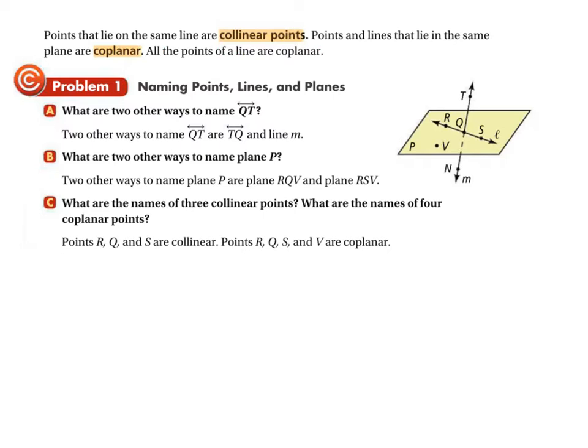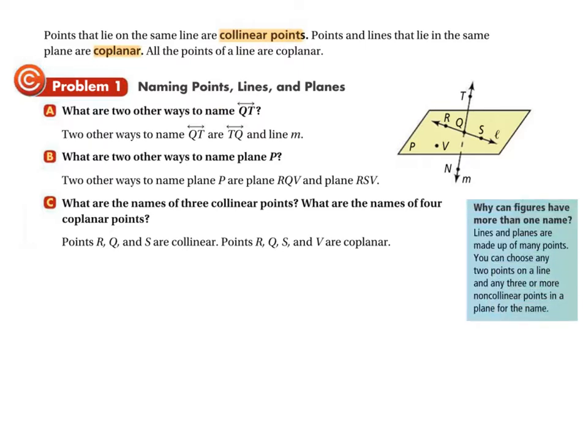Here we go for problem 1, naming them. What are 2 other ways to name line QT? Now, notice this. Why can figures have more than one name? Lines and planes are made up of many points, so you can choose any 2 on a line or any 3 non-collinear points on a plane and use those to name it. And then points can go in any order. So, looking at this one, what are the 2 other ways to name line QT?